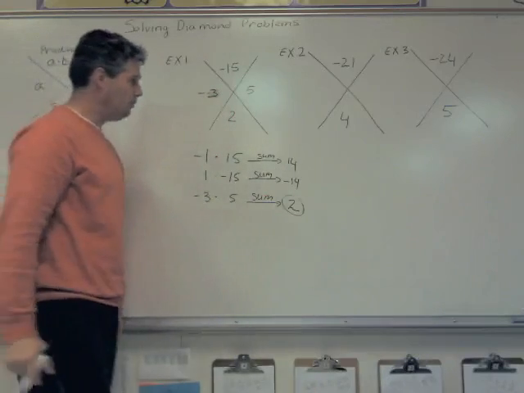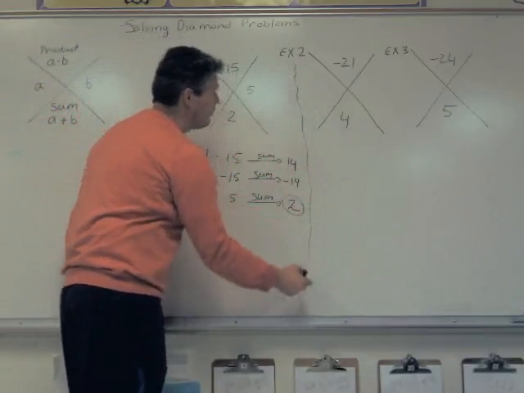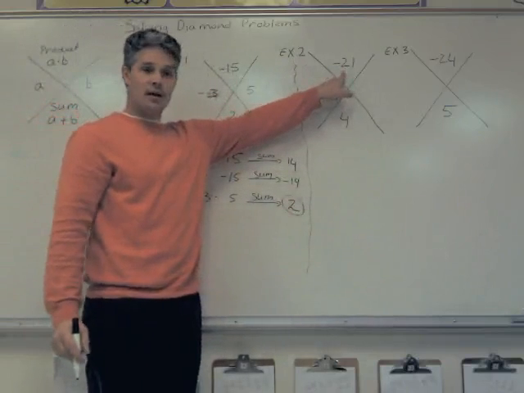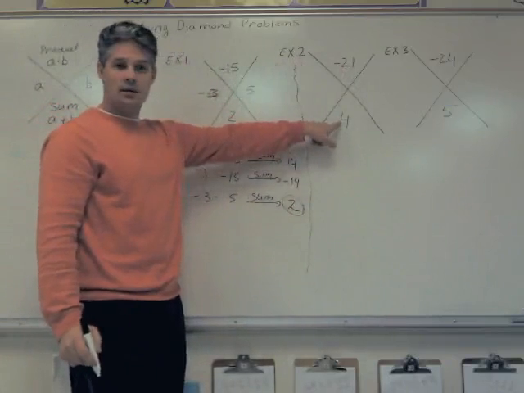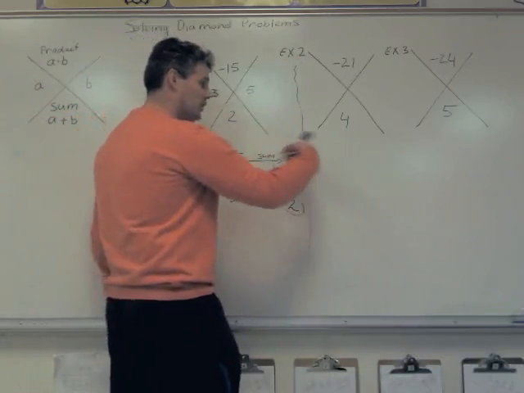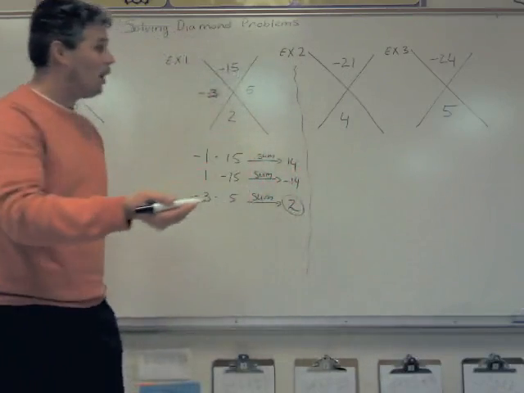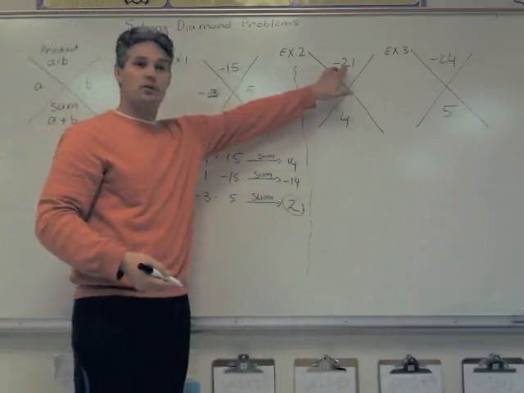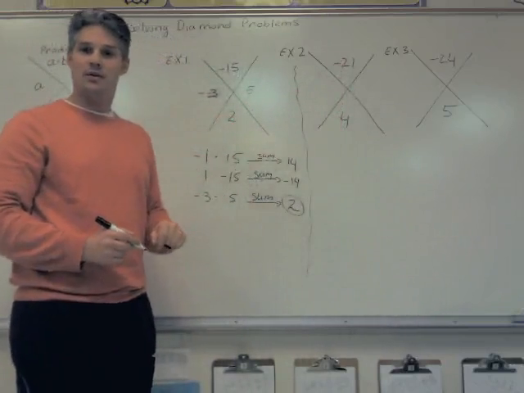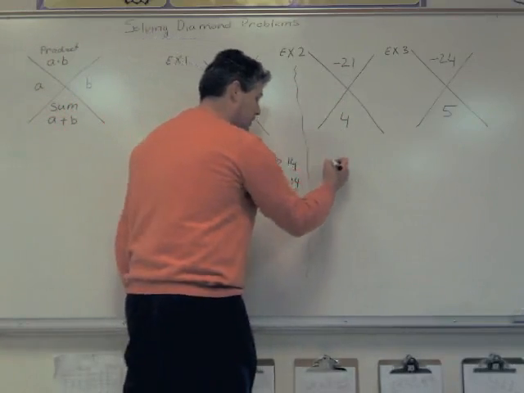The next example, we now have a product of negative 21 and a sum of 4. So we start over again. Now, the product of 1 times negative 21, you can do it in your head. That does not give you a sum of 4. So let's start with a different pair.